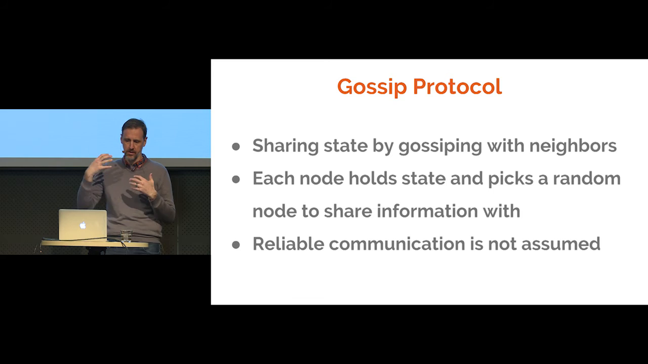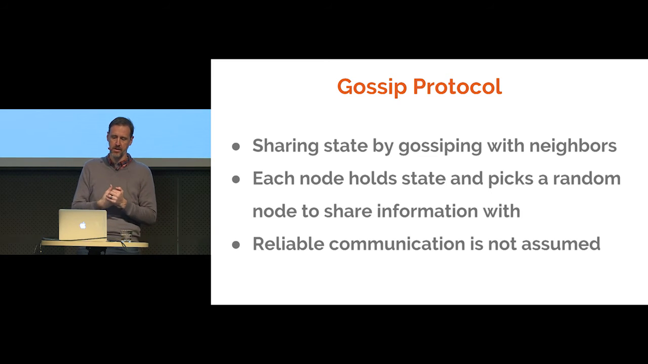One of the beauties of this gossip protocol is that it doesn't require a reliable communication channel. So if my network is down, or if I have partial network failures, when the network comes back up, all I do is continue the gossiping, right? So I'm not depending on a reliable network.